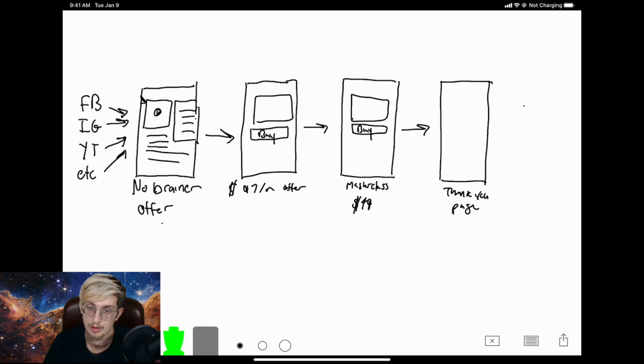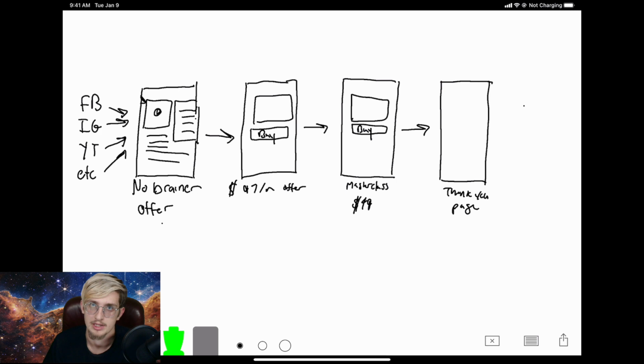So a tripwire funnel is just where you advertise a low ticket offer or a low ticket product, right? To get people into the door and on your website. And then after they purchase, you go through a series of upsells and downsells, right? Of the things that you're actually trying to sell.